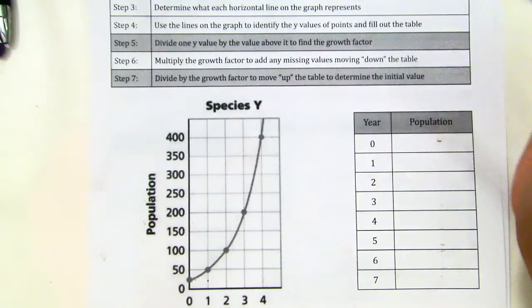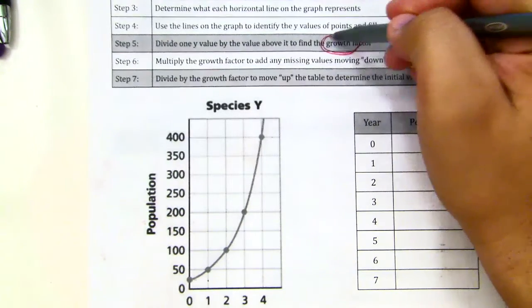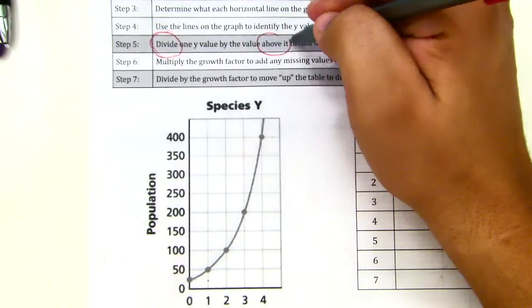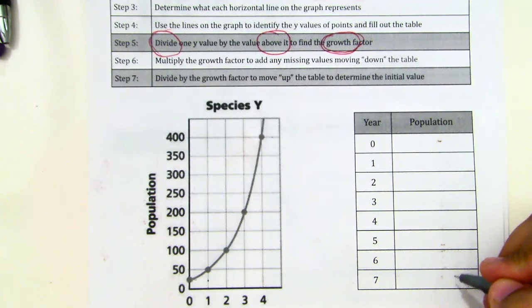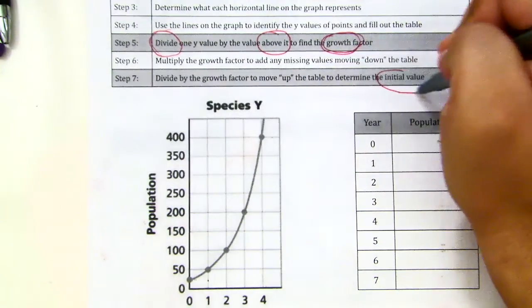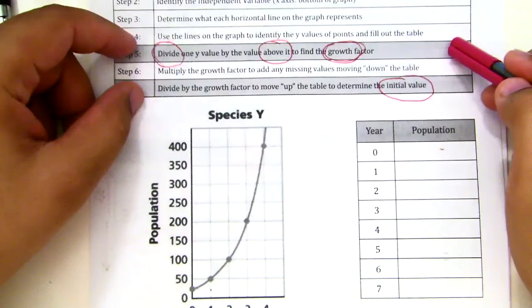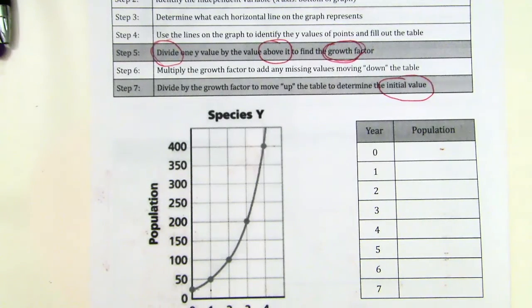Then you're going to use those y values to figure out your growth factor. Again, I did that by dividing a term by the value above it. Then you're going to multiply to go in the opposite direction, to move down the table for all the rest of it. You're going to divide going upwards until you figure out your initial value. So that's the goal. These two that are highlighted are the goal for today: to figure out the growth factor and the initial value. If you have any questions, or anything doesn't make sense, please let me know in the Zoom session. Good luck.